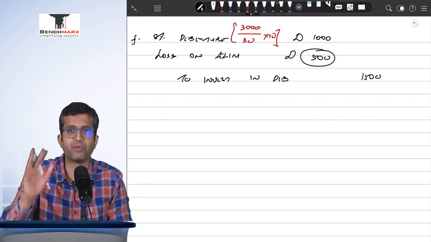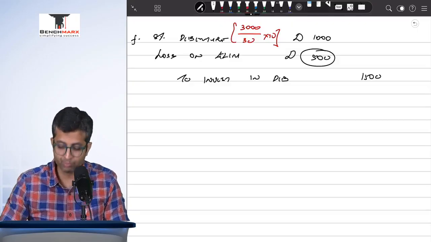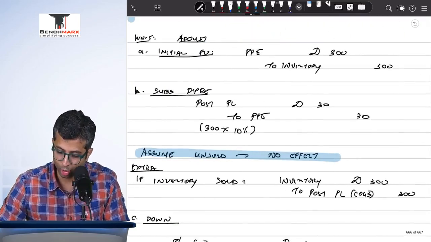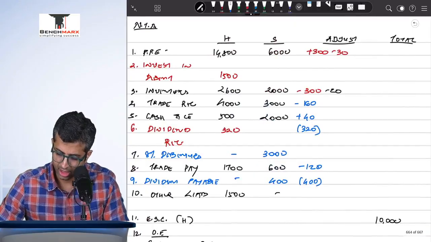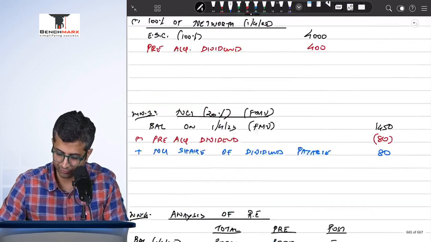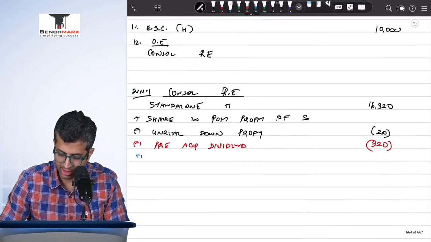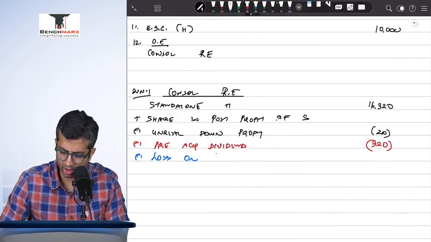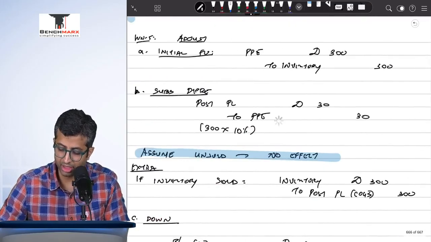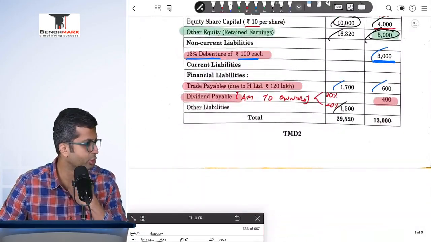Remember, this is extra 500 paid by the parent. Instead of 1000, I've paid 1500 for acquiring, and hence this will be borne by the parent only in its consolidated P&L in working note number 1. So over here, this will be less 1500. Over here, this will be less 1000. And the remaining is less loss on elimination of debentures, which would be 500. And with that, I believe all the adjustments pertaining to this question get done.